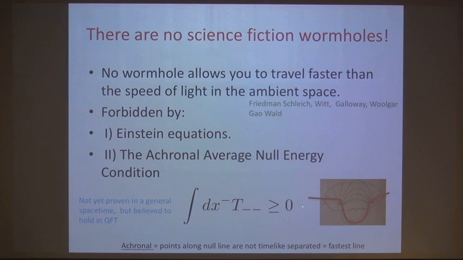That's the idea that if you take a null ray which is achronal, achronal means that all points along this null ray are light-like separated, but they are not time-like separated. We'll later see examples where that's not the case. So an achronal line is, roughly speaking, the fastest line in a given space-time. This condition is a condition on matter, saying that the stress tensor integrated along this null line should be positive. Now this has not yet been proven in a general space-time. It certainly has been proven in flat space, and it's believed to hold in quantum field theory. Of course, the condition is non-trivial in quantum physics.